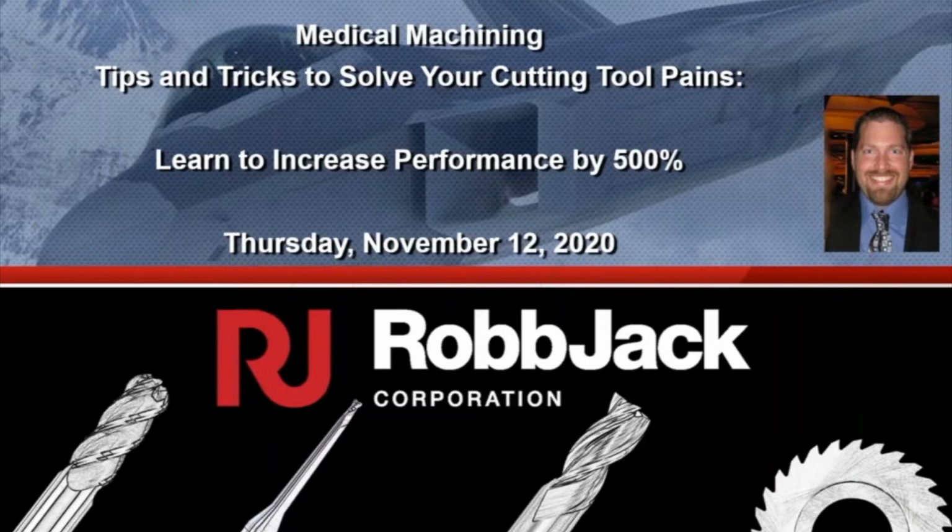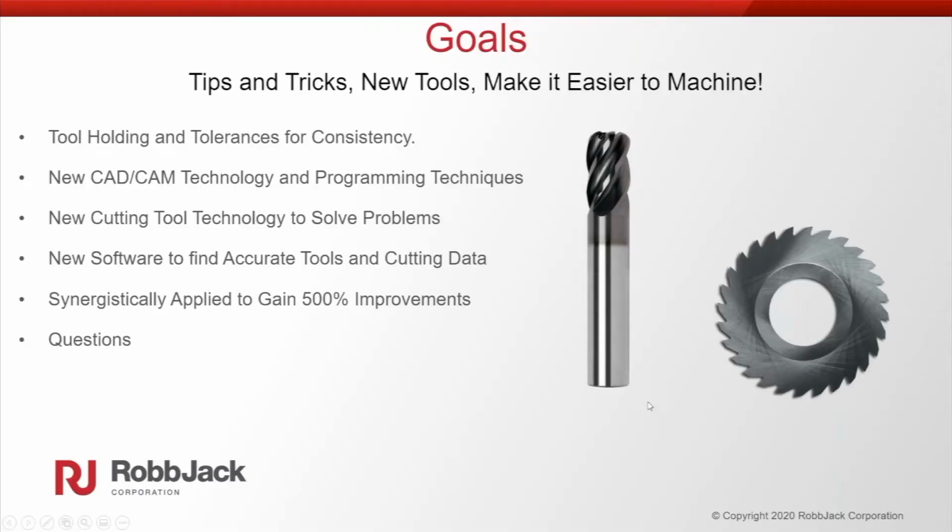Once again, this is Mike MacArthur from RobbJack Corporation, and some of the main goals that we're going to try to do today is talk about tips and tricks and new tools and how to make it easier to machine medical parts, and tool holding and tolerances for consistency, new CAD/CAM procedures and programming techniques that help problem solve and improve your processes, new cutting tools to solve problems, new software to find accurate cutting data, which is usually a big problem for people to find, and how you can apply all those together to get about a 500% improvement. And then we'll go over the questions at the end.